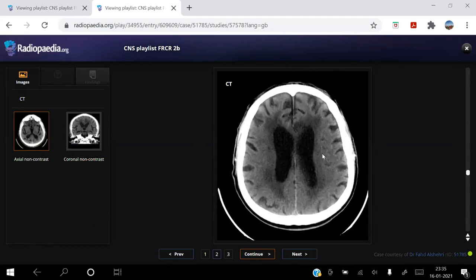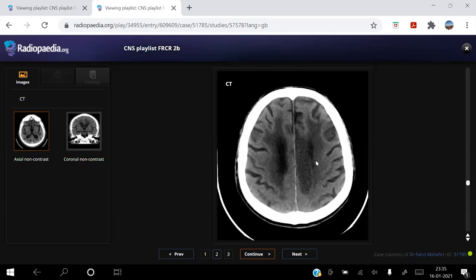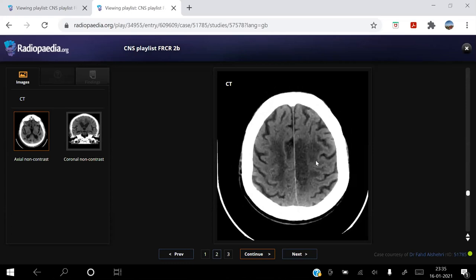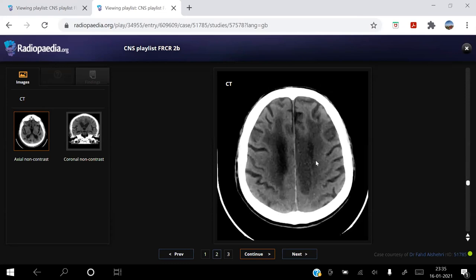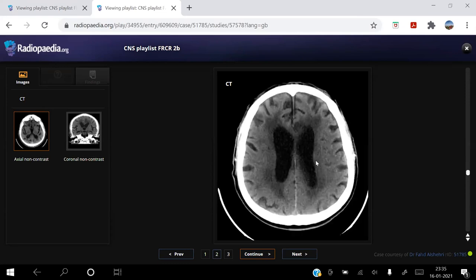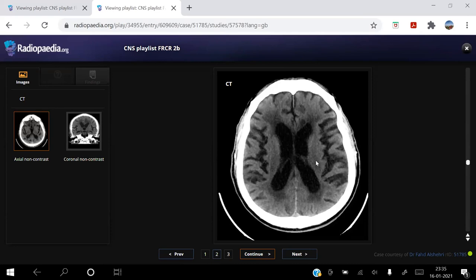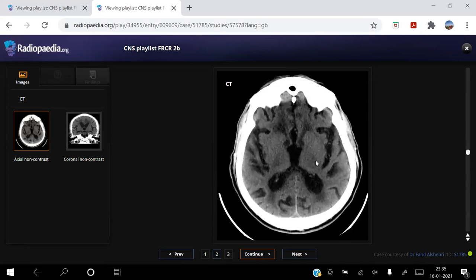I would immediately inform these findings to the emergency team or the referring clinician for any possible salvage of the ischemic brain. So do you want to do any investigation before that? I'm just asking, do you want to do any other investigation, or do you just directly inform the neurologist?